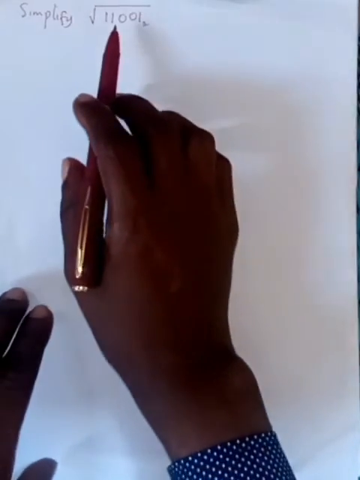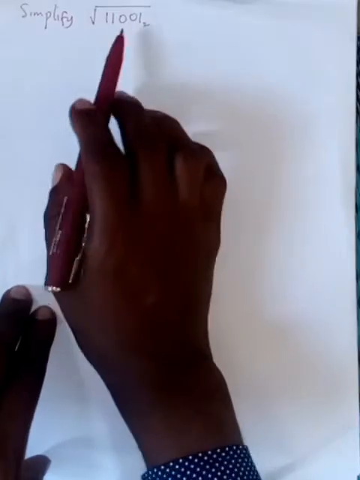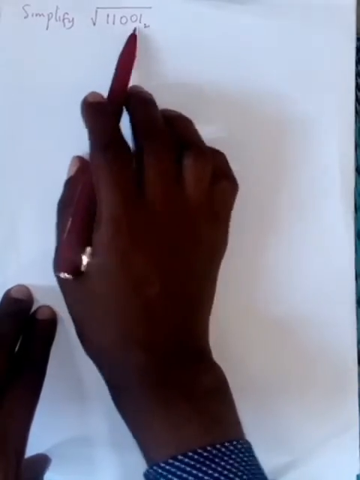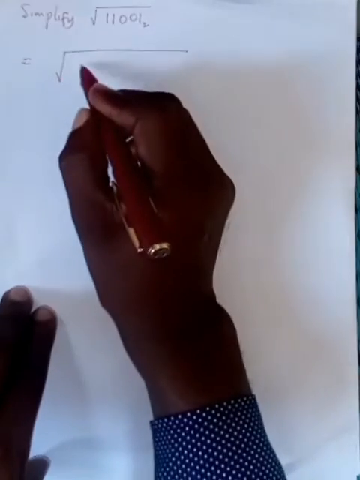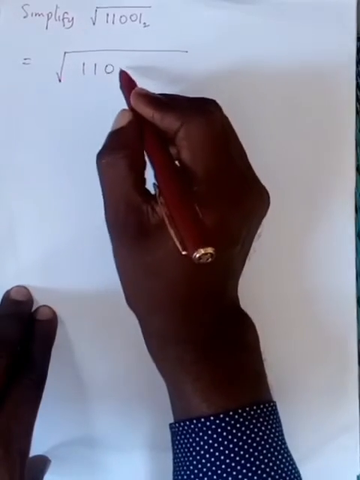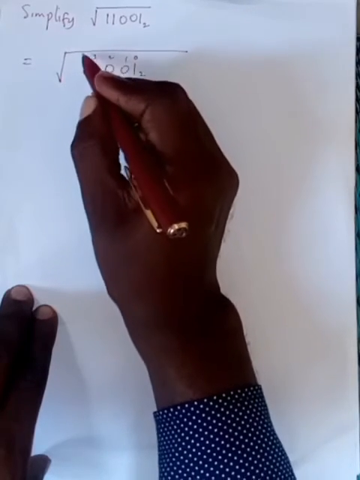Then we can return the result to the required base, which is base 2. So I want to convert this into base 10. Converting it to base 10 will require assigning place values to the digits. I have 11001 base 2, with positions 0, 1, 2, 3, 4.